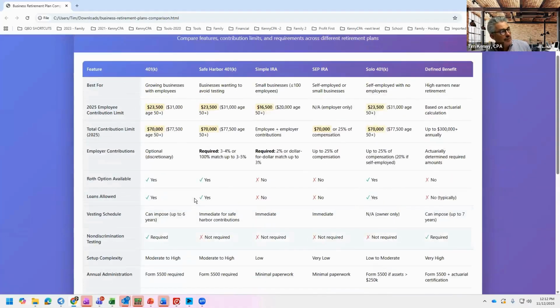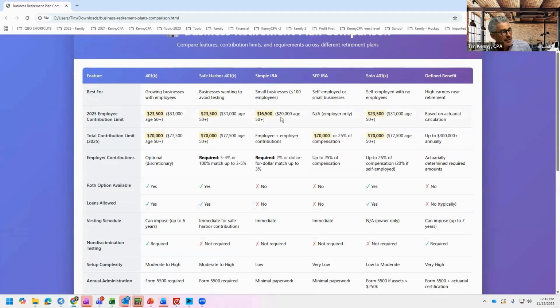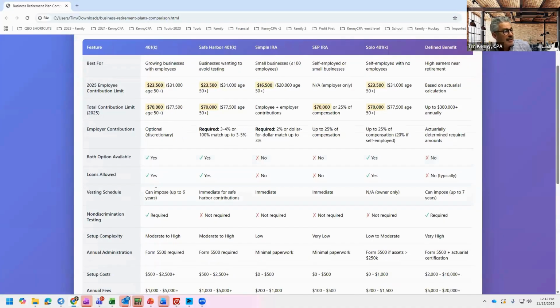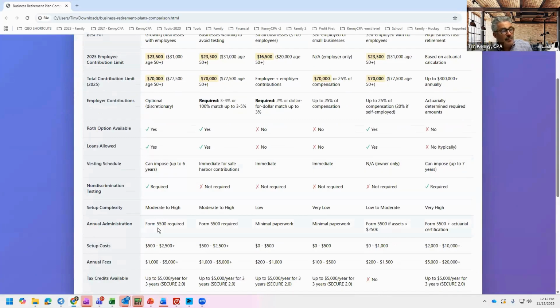So you're paying a little more for a 401k versus a simple, but you're able to contribute more to a 401k. If you have the opportunity to fund more, it's probably worth it. Also, you've got a Roth option available versus a simple where you don't. And then you're paying for a third-party administrator or a plan architect, but that plan architect is going to do your testing and make sure that your plan's in compliance.